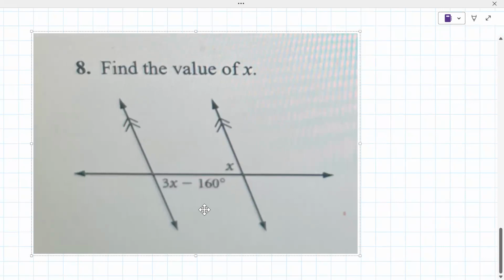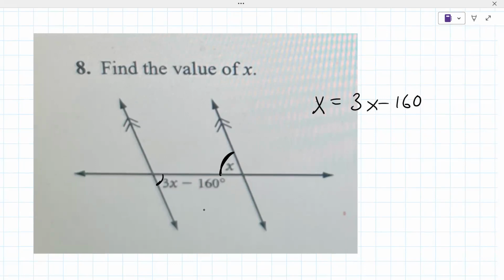So I'm going to give you a kind of Jeopardy thing here. I'm going to tell you what it is. x equals 3x minus 160. So this angle equals this angle, and I want you to tell me why. The why is more important than anything else. Why are they congruent? What type of angles are they? That's not same side. They're both in the interior, but they're not same side. What's the other word we use? Opposite side interior, alternate. Alternate interior angles. And they are congruent.